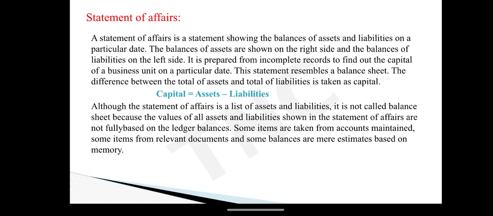This is the second method to find out the profit in single entry system: statement of affairs. A statement of affairs is the statement showing the balances of assets and liabilities on a particular date. The balances of assets are shown on the right side and the balances of liabilities on the left side. It is prepared from incomplete records to find out the capital of a business unit on a particular date. The difference between the total of assets and total of liabilities is taken as capital. Capital is equal to assets minus liabilities.